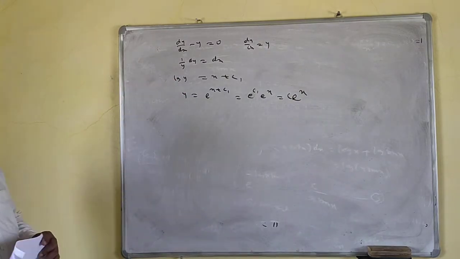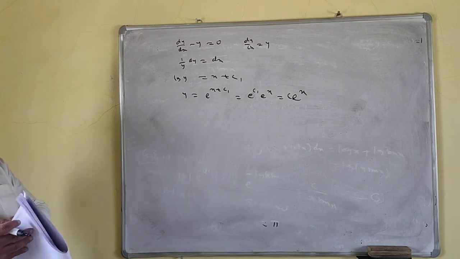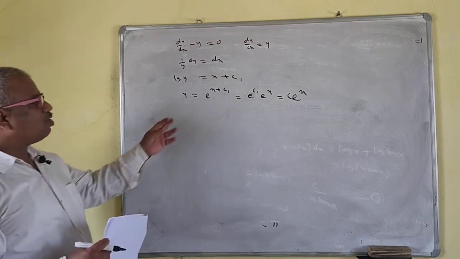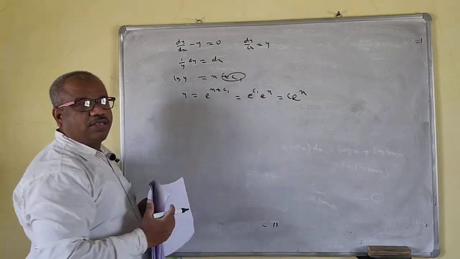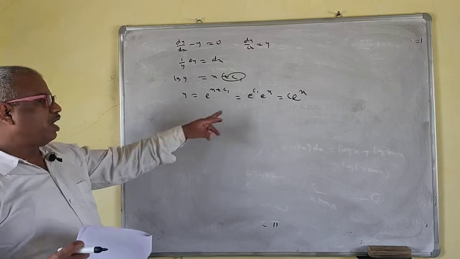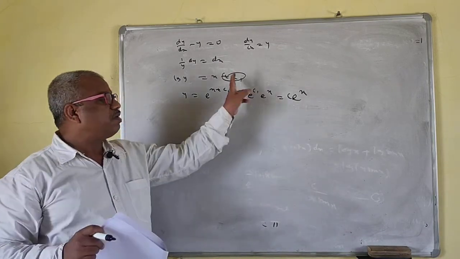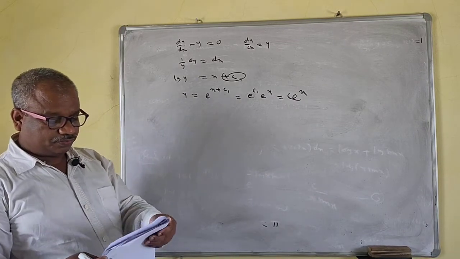So the solution of this differential equation is y equals c e raised to x. This is the general solution. If you are not taking the c1, then y is equal to just e raised to x is the solution. If you want the general solution, then you have to take the plus c1 here. Okay, so that will be the solution.